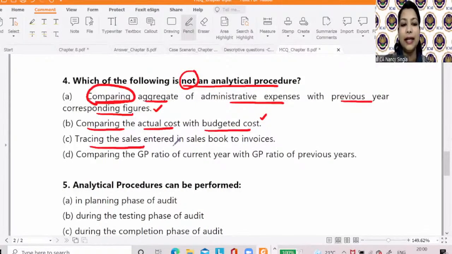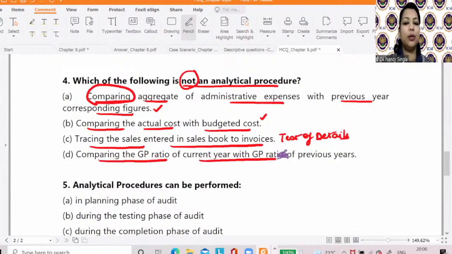Tracing sales entered in the sales book to invoices. This is a part of test of details, right? So this is not an analytical procedure. Comparing GP ratio of current year with GP ratio of previous years, this is also an analytical procedure. So which of the following is not? Fourth answer is what? C. And Chaitanya, Sandeep, Tannu, Harsh, you all are correct.